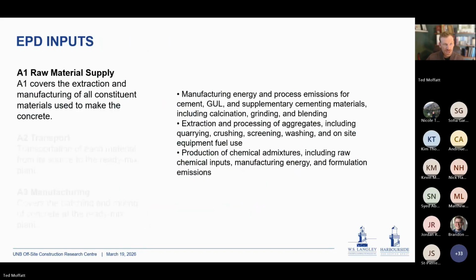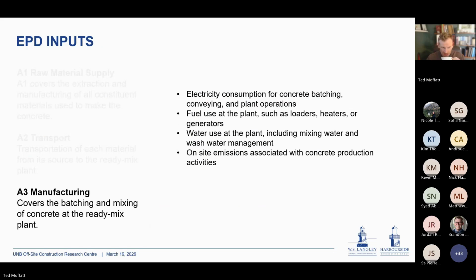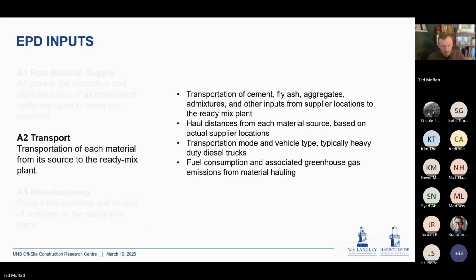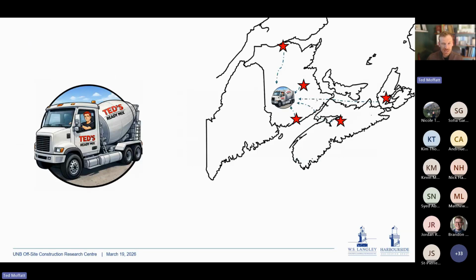So to give you an idea, I won't go through all of these, but perhaps things that are taken into account from these various stages. A1 is the raw material supply: extraction and manufacturing of all constituent materials, whether it be cement or aggregate. Sorry, A2 is transportation. And A3 is manufacturing. So certainly a lot of data goes into developing the values within this EPD.